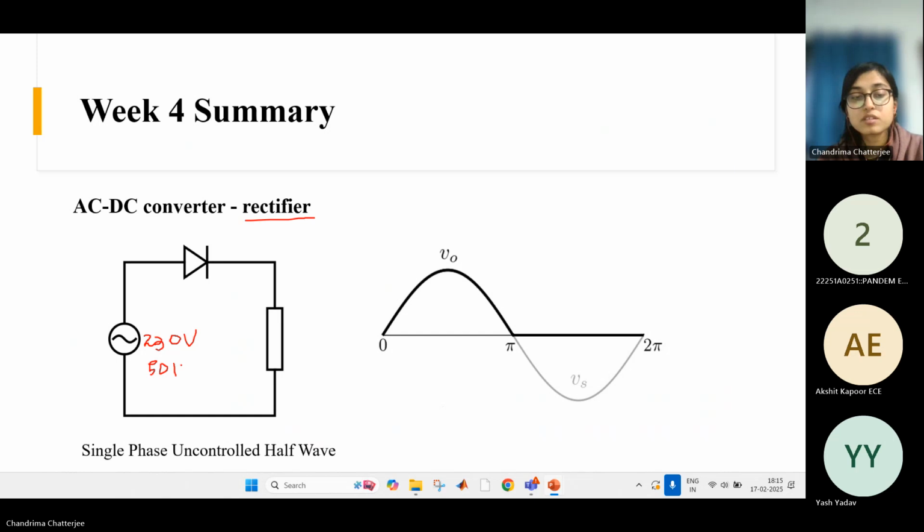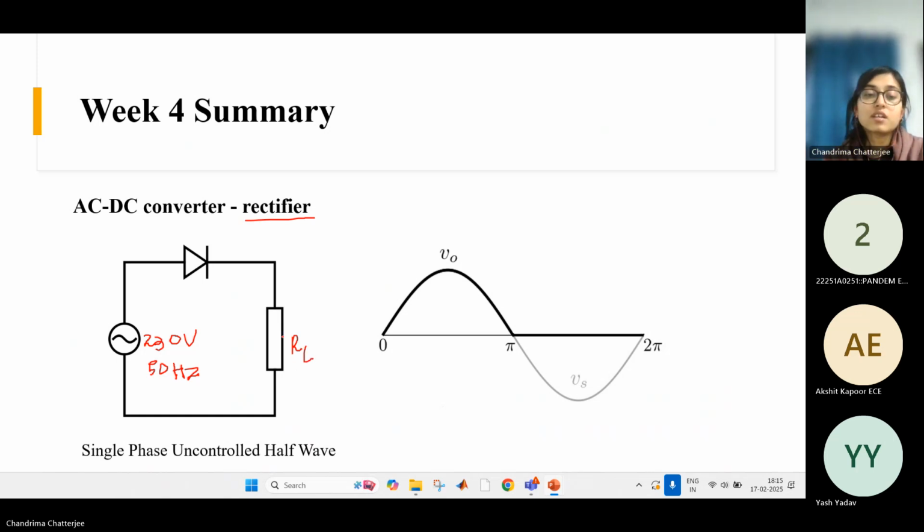Sorry for the very bad handwriting here. I can't write here very properly. So this is a 230 volt 50 hertz AC supply. Here we have placed a simple diode, and then here we have the load. Suppose this is some load resistance RL we have here.